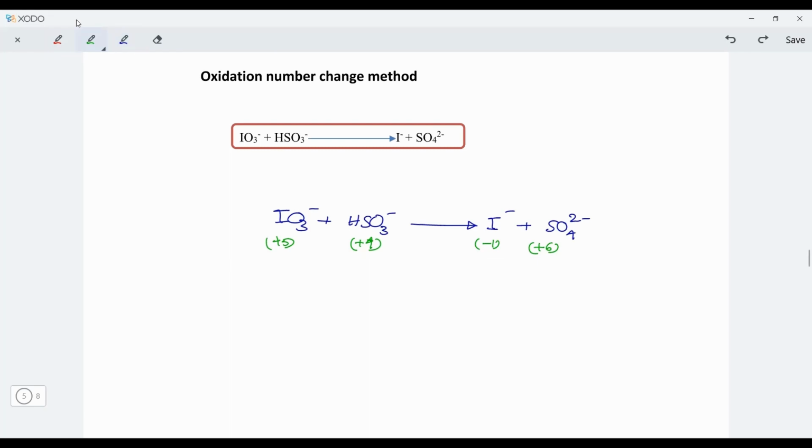Now IO3 minus decreases the oxidation number, while this one increases its oxidation number. So this is reduction and this is oxidation. And then consider the change of oxidation numbers. Now IO3 minus reduced by gaining 6 electrons.